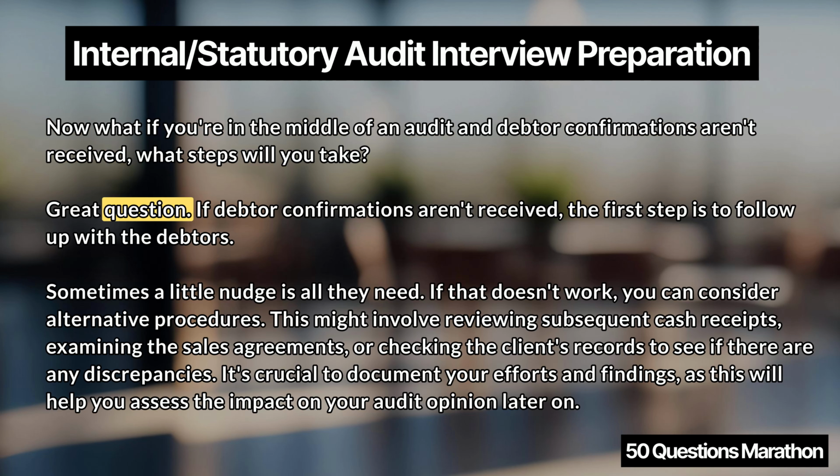Great question. If debtor confirmations aren't received, the first step is to follow up with the debtors. Sometimes a little nudge is all they need. If that doesn't work, you can consider alternative procedures. This might involve reviewing subsequent cash receipts, examining the sales agreements, or checking the client's records to see if there are any discrepancies. It's crucial to document your efforts and findings, as this will help you assess the impact on your audit opinion later on.